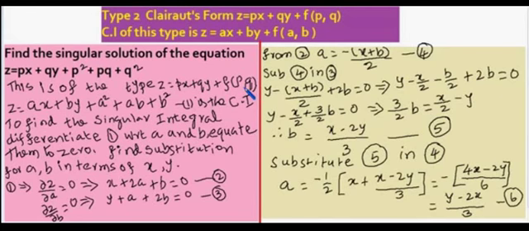Instead of b, we are substituting x minus 2y by 3, and taking LCM, the term becomes minus of 4x minus 2y divided by 6, and dividing the numerator and the denominator by 2, we get y minus 2x by 3. Let this be equation number 6.